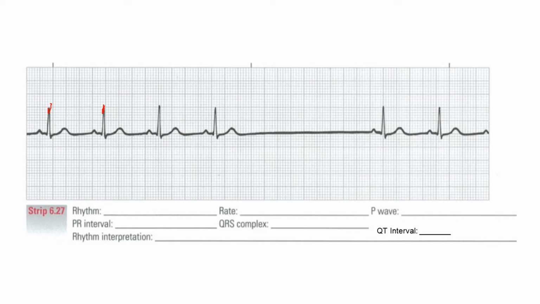You're looking at your P waves, and they are sinus. There's a P for every QRS. They're all upright, so we know they came from the SA node. Your PR interval, we're going to measure from the beginning of the P to the beginning of the QRS. It looks like some of them are maybe only 3 boxes. Some of them look like about 3.5 boxes. So the PR interval is about 0.12 to 0.14.